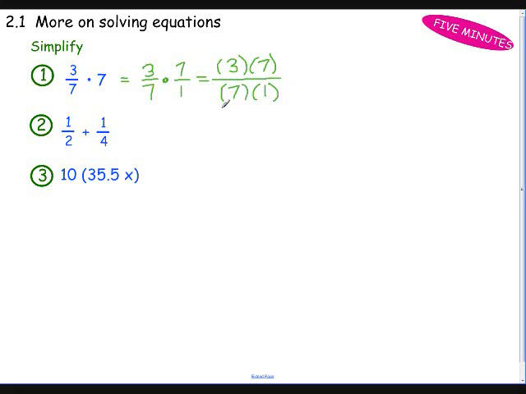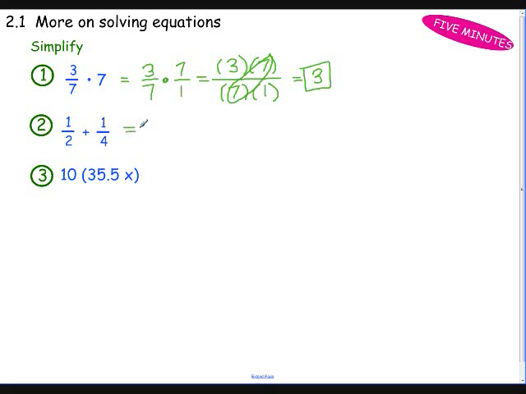Now you're probably noticing, as I am, that we've got 7 over 7, which we know is equal to 1. 7 divided by 7 is just a fancy 1. Then we end up with 3 over 1, which we would express as simply 3.